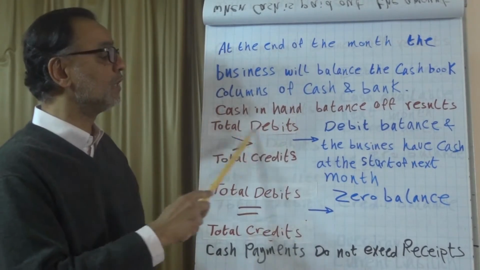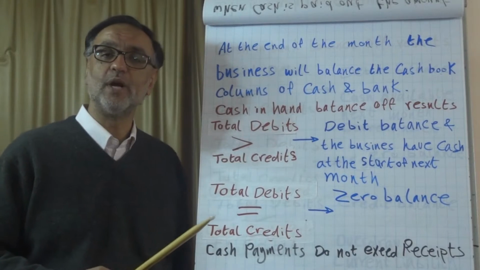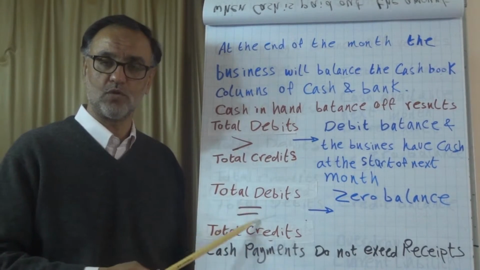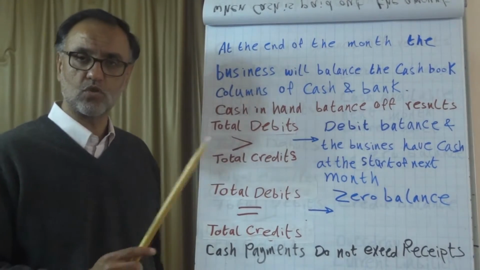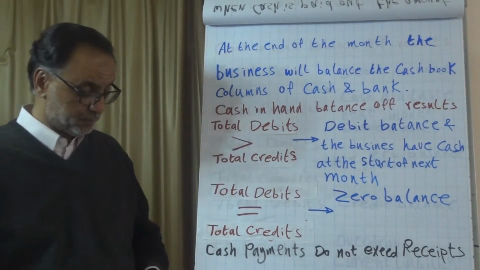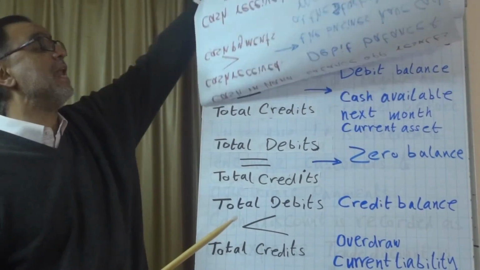Cash in hand cannot have credits greater than debits because no one is willing to pay out of his or her pocket in the business. When money is finished, it's closed, they stop. They don't pay from their pocket. The contrary would be for cash in bank.